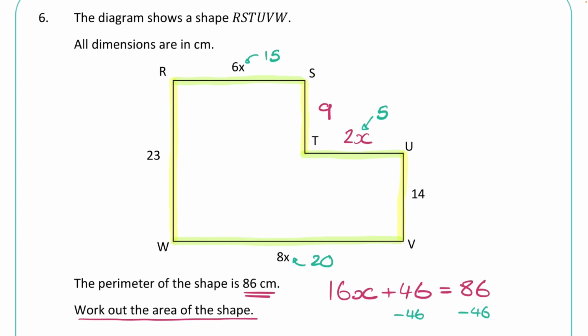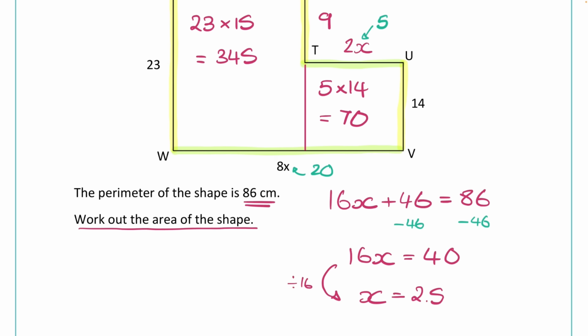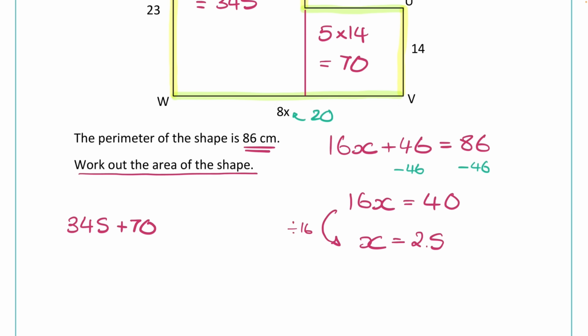Up to you now how you decide to split this shape up. I'm going to split it going down here, so I've got my two rectangles. For this one on the right, I have 5 multiplied by 14, and 5 times 14 is equal to 70. And on the left here, we have 23 times the 15 at the top. 23 times 15 is equal to 345. So the overall area for this question, I would do 345 add 70, and if we add those together, we get 415.